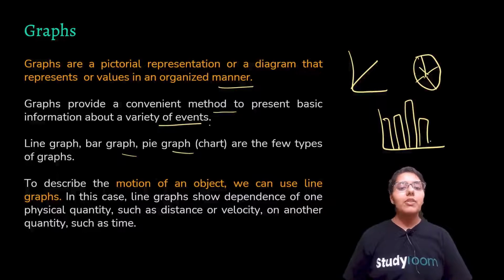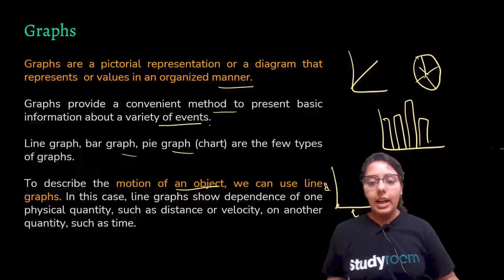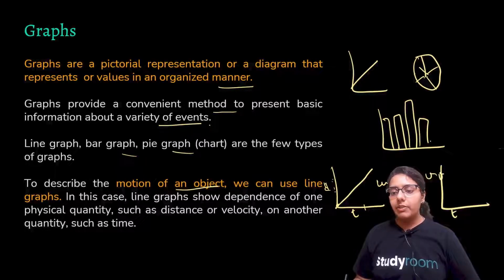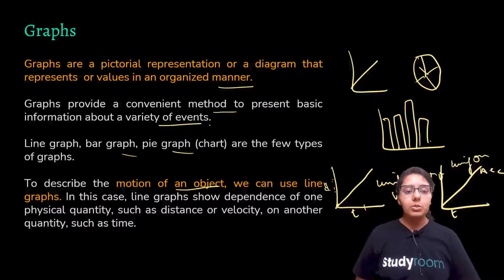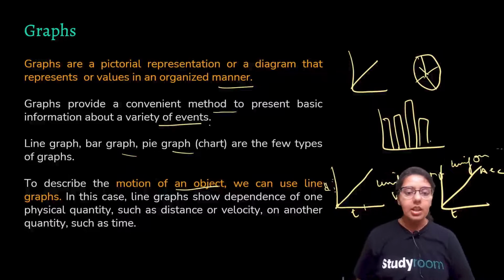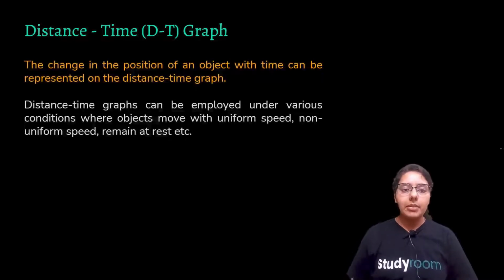So to describe the motion of an object, we can use line graphs, right? As we were using the distance time graph, plotting at this very time this much distance, and we were plotting this for uniform velocity. We were plotting velocity time graph, a straight line graph for uniform acceleration, right? So we were using line graphs to describe the motion of an object. In this case, line graphs show dependence of one physical quantity such as distance or velocity on another quantity such as time. So now we will be studying about distance time graph.